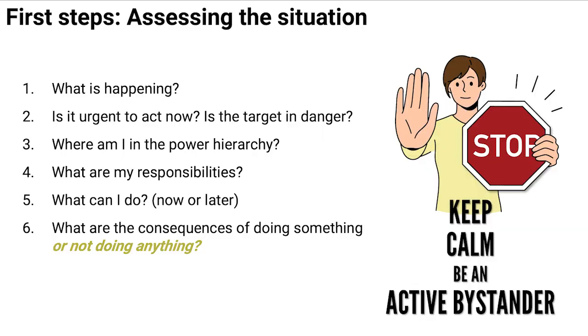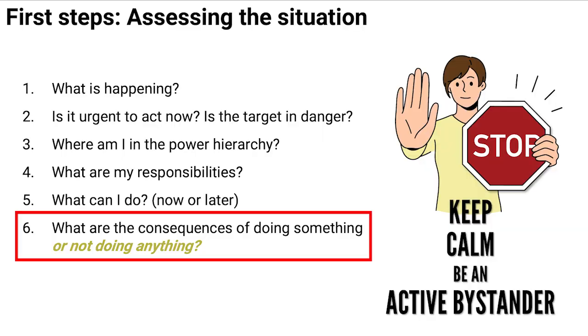Finally, the last prompt shown here is particularly important. Research shows that when bystanders do not intervene and help the target, it can be just as traumatic or even more traumatic for the target than the offending behavior itself. This is why we say that there is no such thing as a neutral bystander.